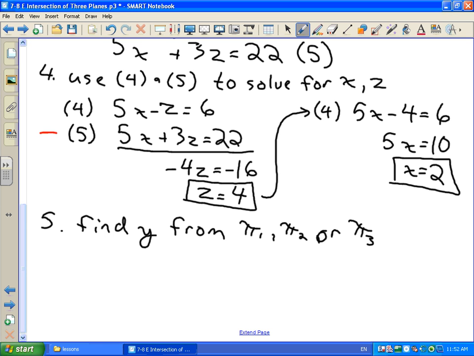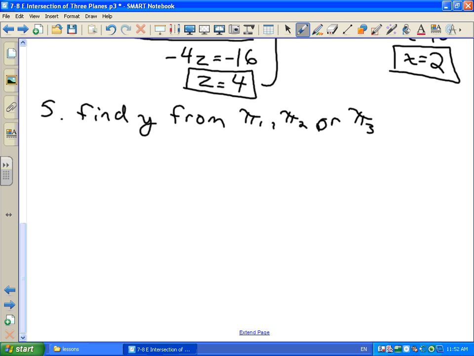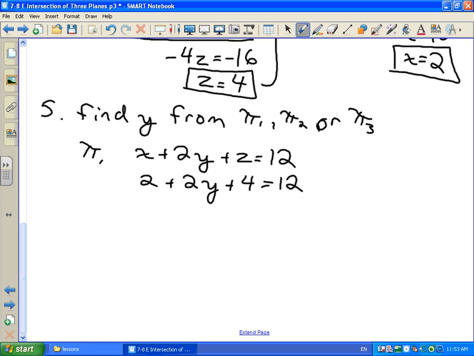Okay, we've got x and z. Let's just plug everything in here. So I'm going to use equation 1, which was x plus 2y plus z equals 12. And we sub in x is 2, z is 4, which tells us that 2y is going to be 6, or y is 3. And we're done. We've got x, y, and z.